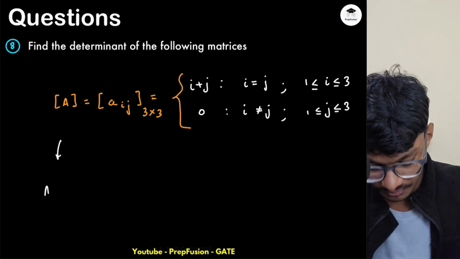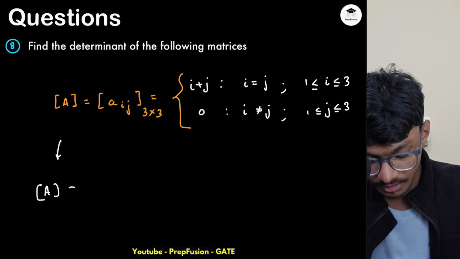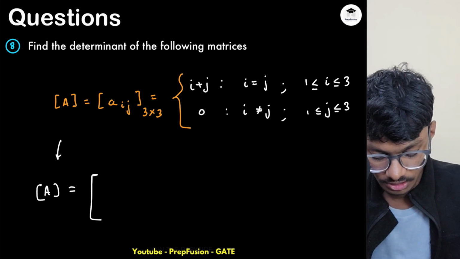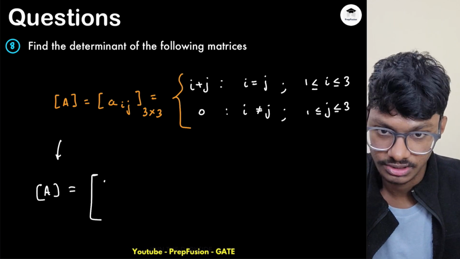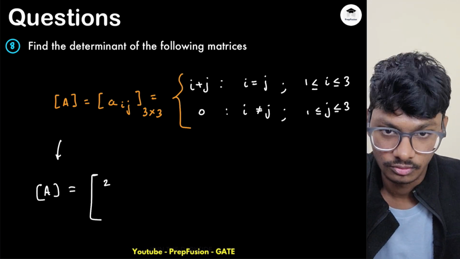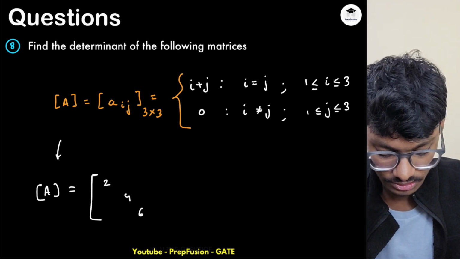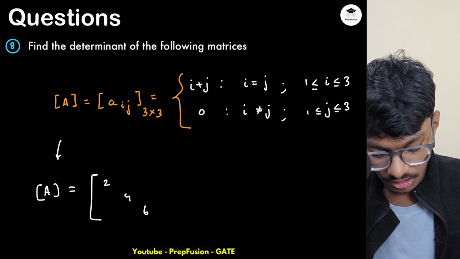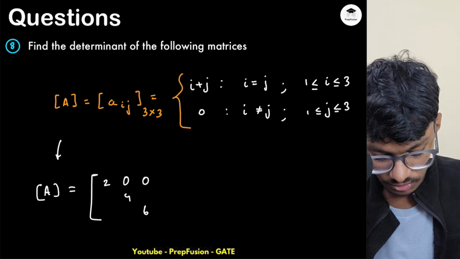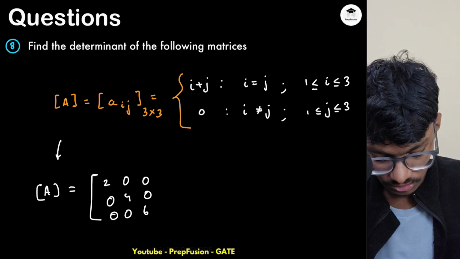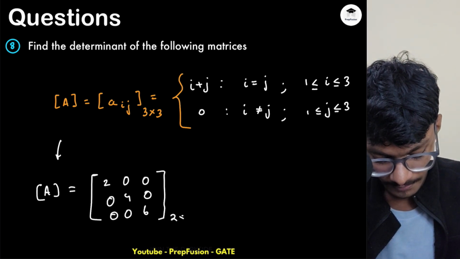What can I write? I have to find the determinant, right? First, obviously, for finding the determinant, I have to know the matrix. So the matrix is I plus J when I equals J. So 1 plus 1 is 2, then 2 plus 2 is 4, then 3 plus 3 is 6, and all other elements are 0. So 0, 0, 0, 0, 0, 0. This is 3 cross 3, right?